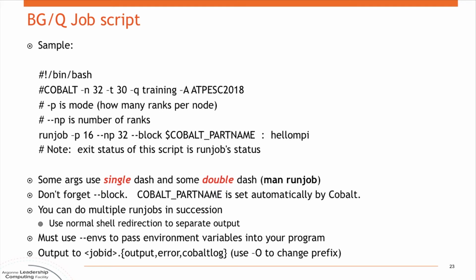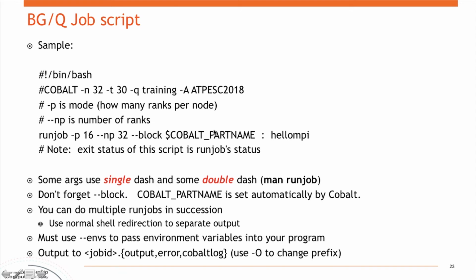Here's an example job script for any of the Blue Gene systems. It's also Cobalt, just like Theta was. However, the difference is instead of using aprun, which is kind of a Cray thing, you use a command called runjob. And runjob takes -p, which is the number of ranks per node, and -np, which is the number of total ranks. And block, you need to include this block, Cobalt partname.